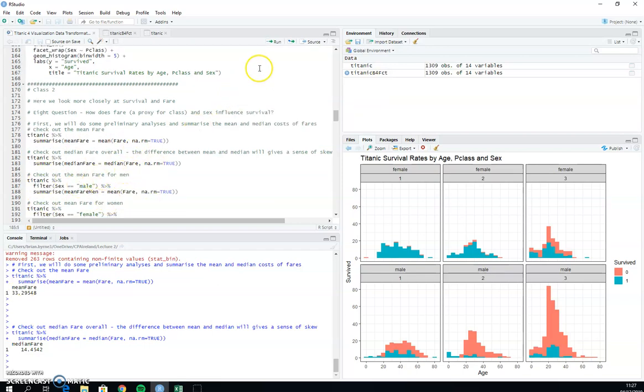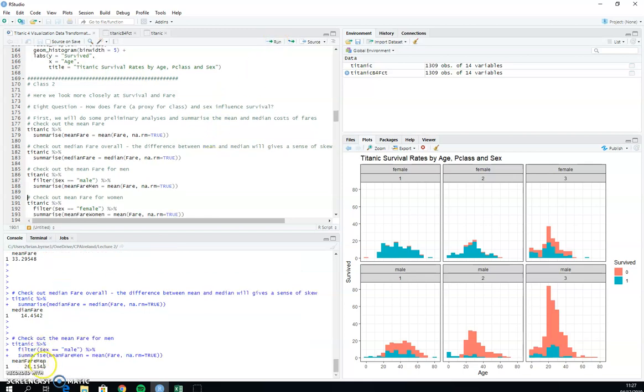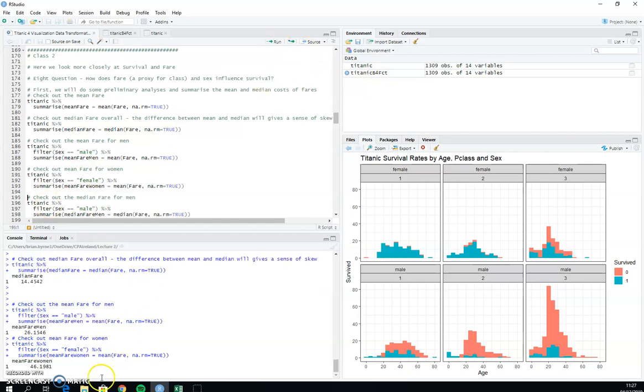The mean fare for men is 26, okay, which is a bit lower than the overall population mean fare. And the mean fare for women, if we run that, is 46. So the mean fare for men is a good bit lower than the mean fare for women. And again, that might present some issues. Perhaps we might be able to look at the fare as a predictor of survivorship, and perhaps not, right?